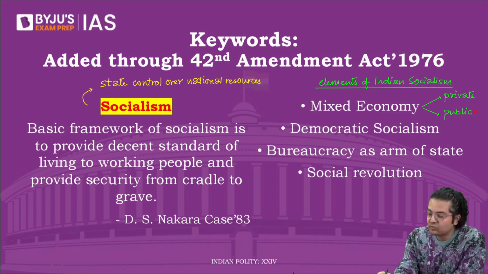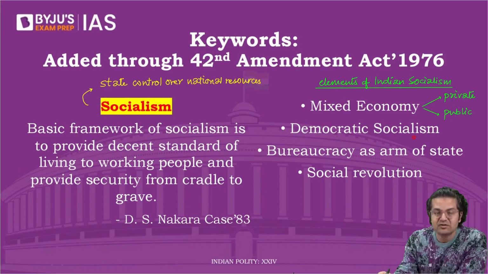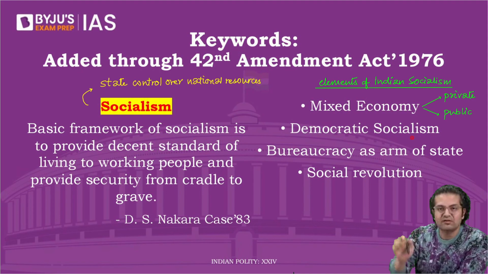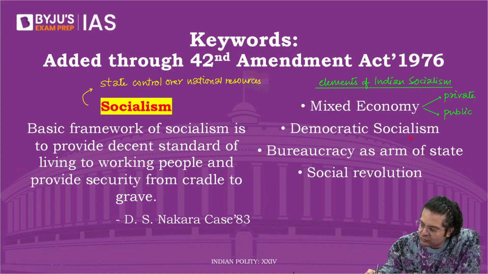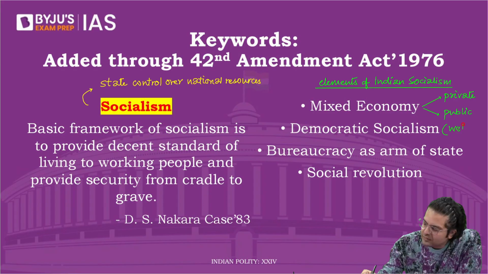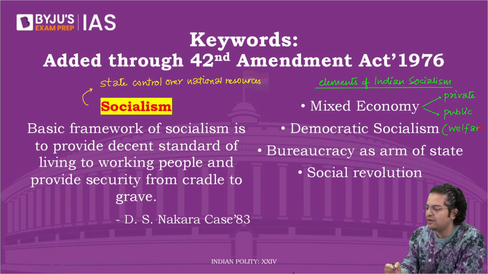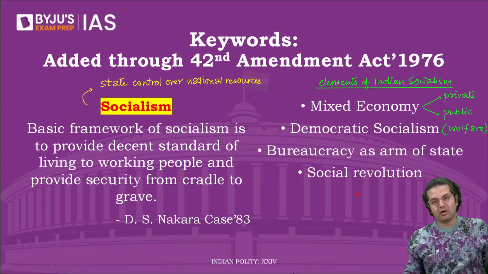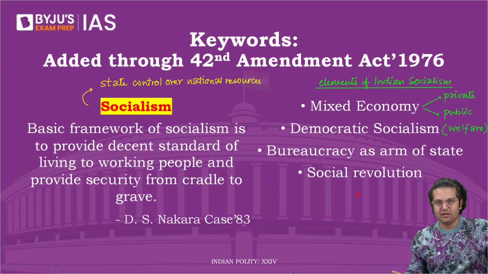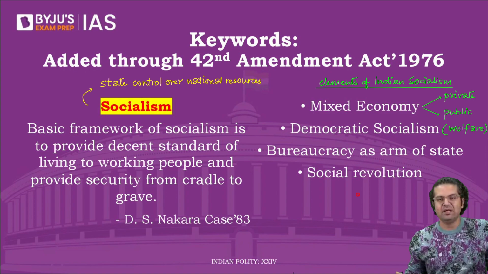Then our socialism is democratic in nature. Why? Government controls important things. Who controls the government? The people in a democracy. So democratic socialism. This is the idea of welfare. What is welfare? When socialism is married to democracy, we get a welfare state. The economic and social well-being of its people are protected and promoted.